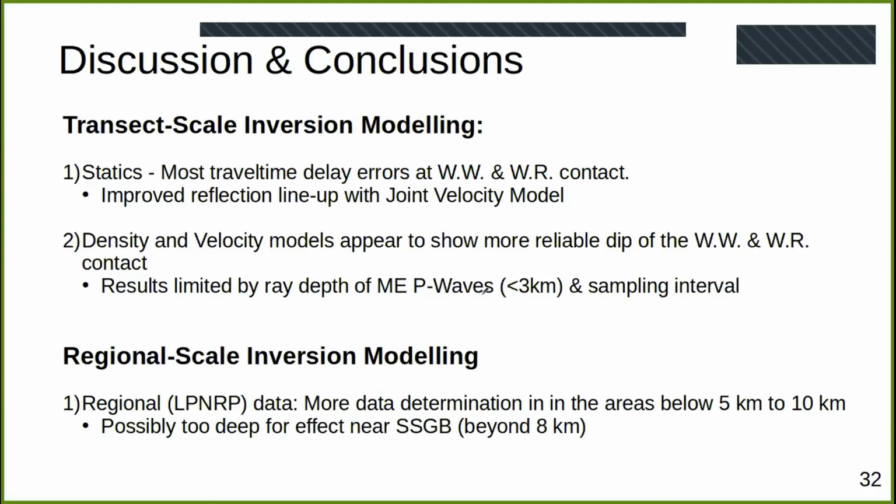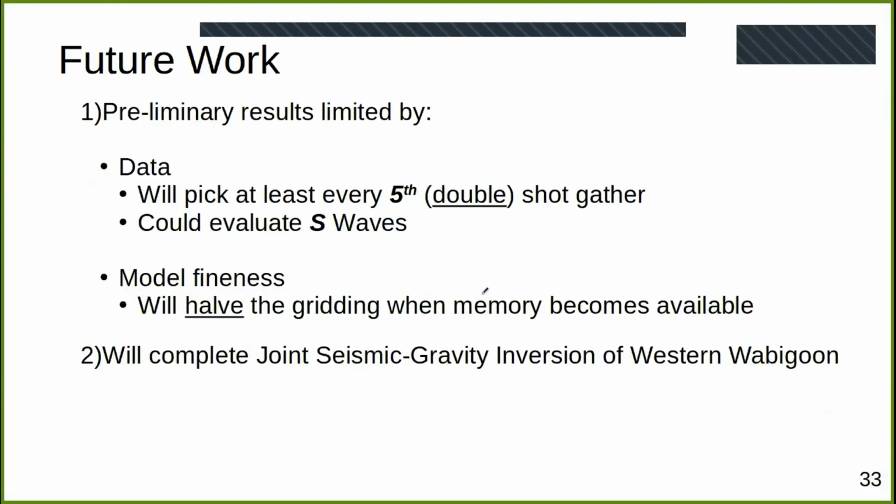So in my future work, what I want to do is continue to pick more shot gathers. In this, I said I picked every 10th. It would make sense to double that, to pick every 5th. That would give me a shot spacing of 250 meters, which would match pretty closely the station spacing of the gravity data, which was 300 meters. I could also evaluate S waves in the future, or any other information contained in those records.